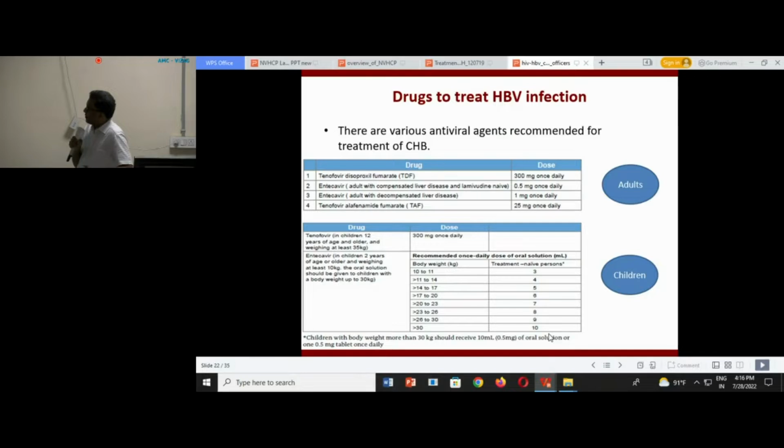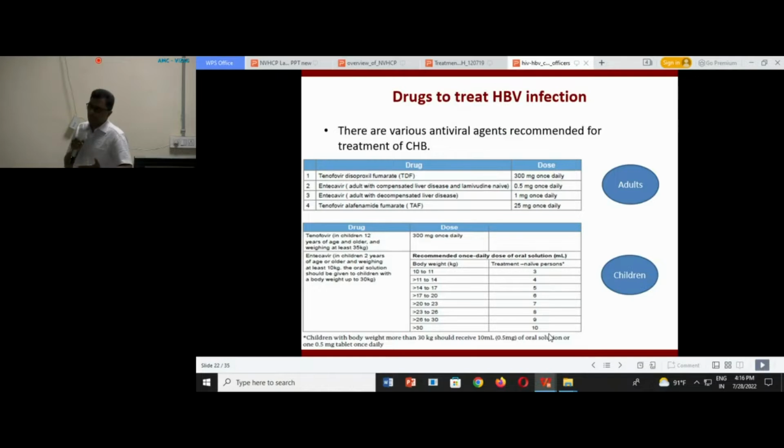And entecavir with cirrhosis, 1 milligram. And tenofovir is the latest addition. It's just tenofovir with some altered mechanism where it can be safely given in kidney patients also. Tenofovir alafenamide fumarate. So these are the main 2 drugs which are now being utilized.